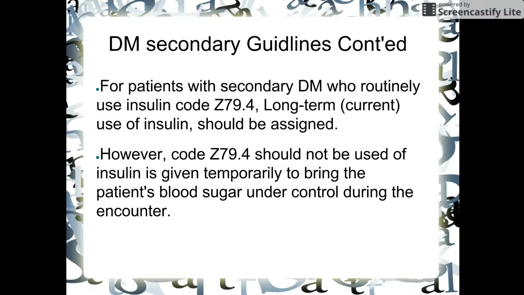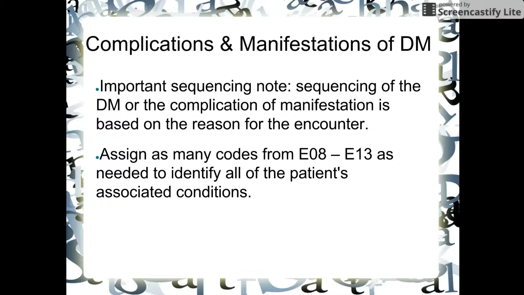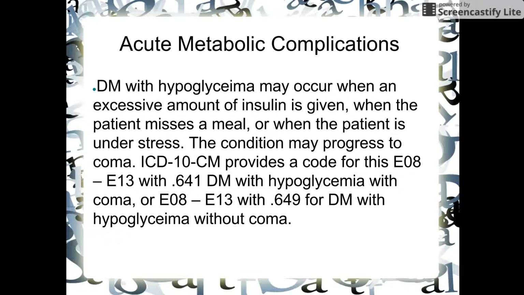Patients with secondary diabetes who use insulin, and if they're on it for a long time, use Z79.4 for long-term use of insulin. If you're just using it to bring their sugars under control, you do not use that code. Sequencing notes should be put in order for the reason of the encounter. You can assign as many codes from E08 to E13 as needed to identify all of the patient's conditions.